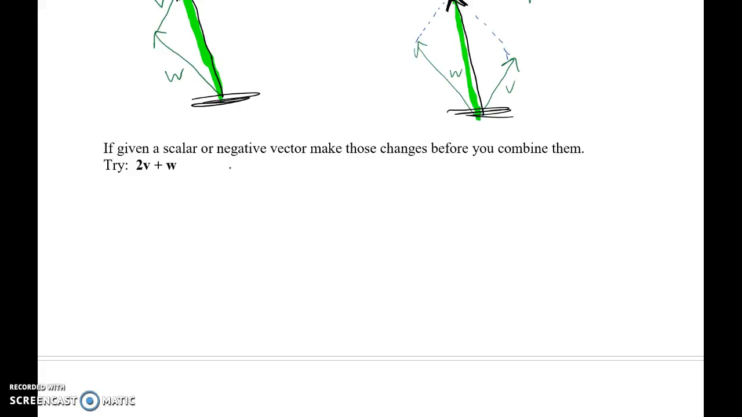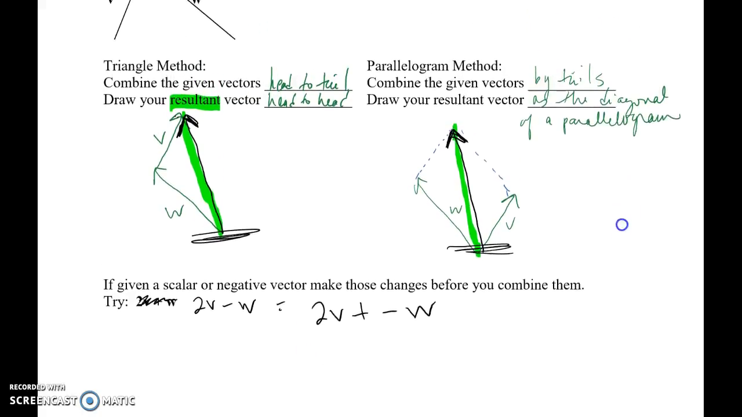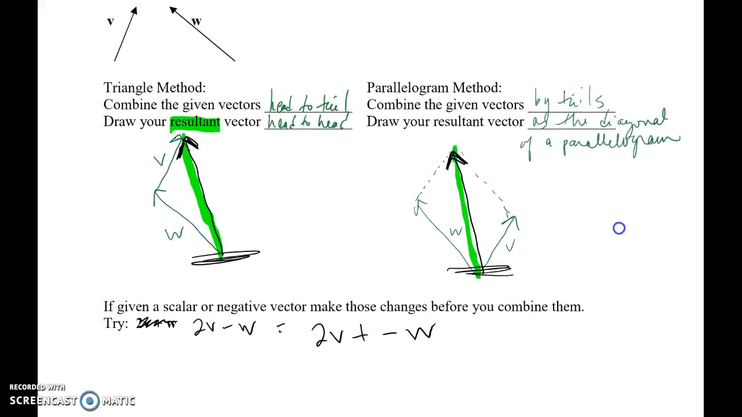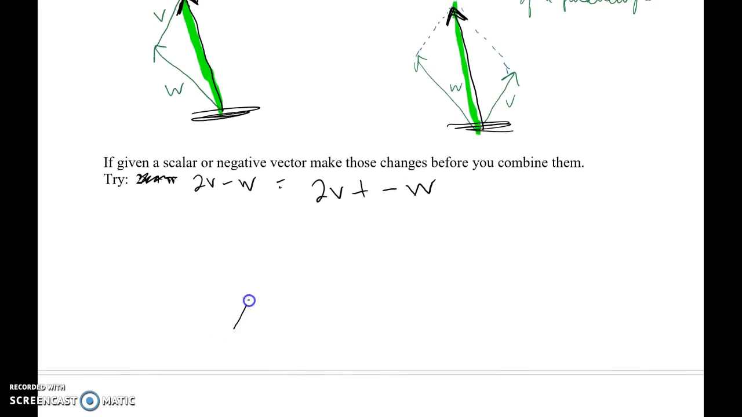Okay, so in fact, I'm going to change this to say 2v minus w. If that is 2v minus w, what you want to do is think of this as 2v plus a negative w. And what I'm going to do is draw those two first and then connect them. So first I want to work on what 2v looks like. If I go back up to my v, it's this little one right here. I want it to be twice as long, but in that direction.